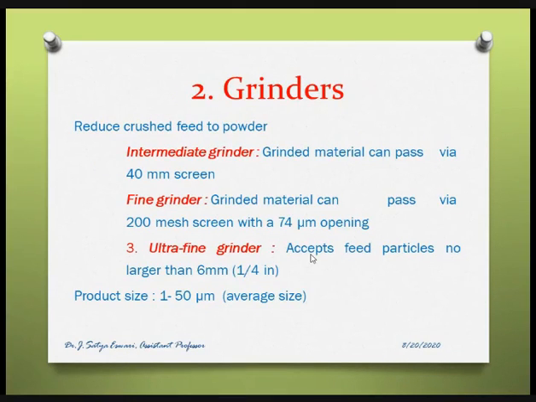Next after crushers are grinders. Grinders are divided into three types: intermediate grinders, fine grinders and ultrafine grinders. For intermediate grinders, whatever product comes has to pass through a 40 screen. Whereas for fine grinders, whatever material is ground has to pass through a 74 screen; then it is called a fine grinder.